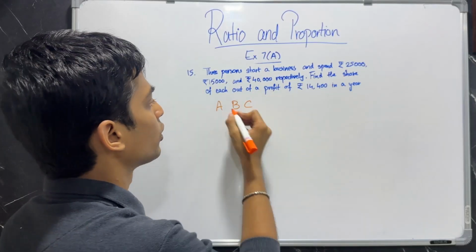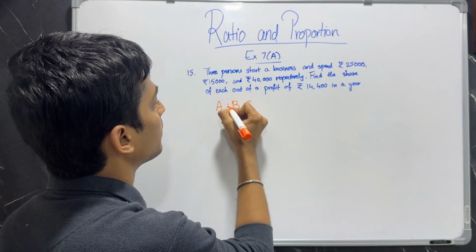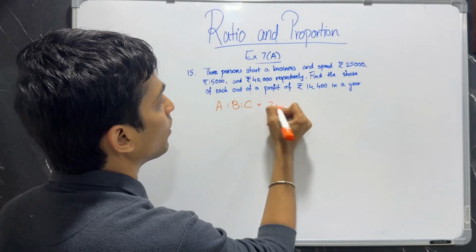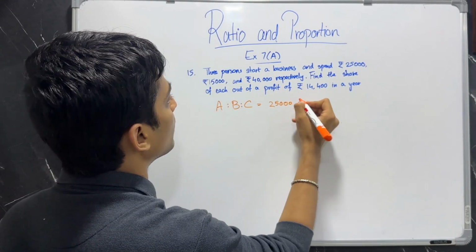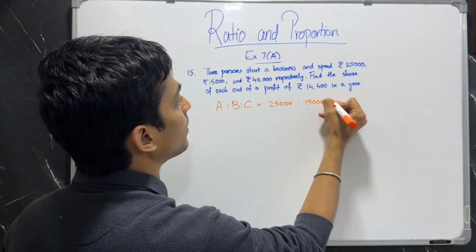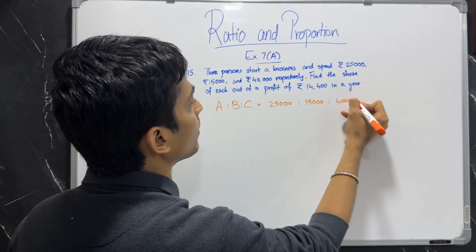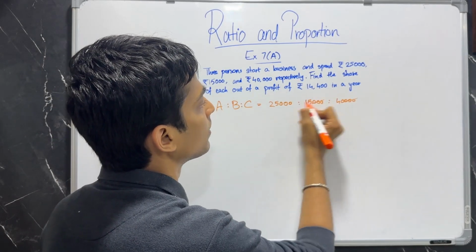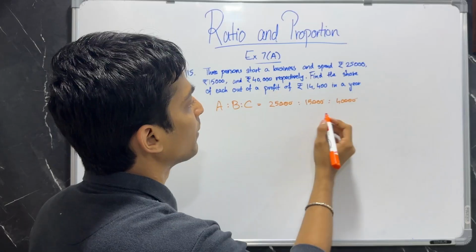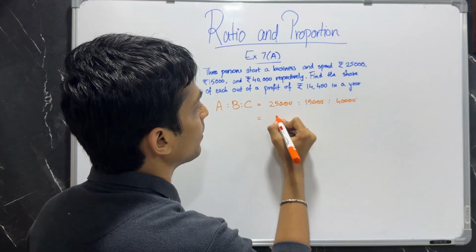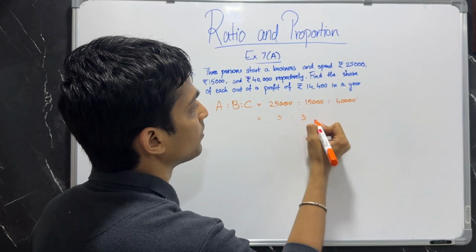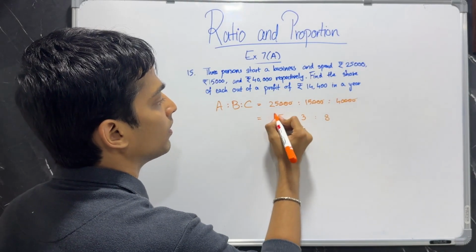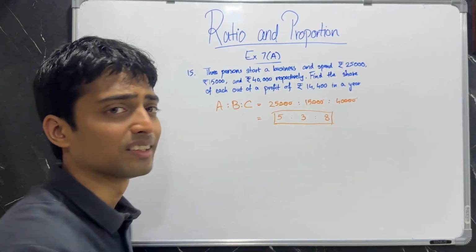So let's find the ratio of their investment first. So A, B, C is nothing but we just divide them: 25,000, 15,000 and 40,000. Now we can cancel 3 zeros and we can divide by 5. So 5 5s are 25, 5 3s are 15, 5 8s are 40. So we have got the ratio. This is the ratio of how much they are spending.